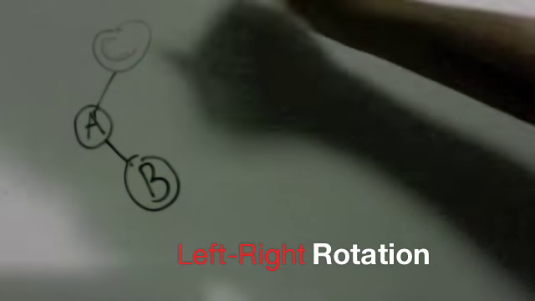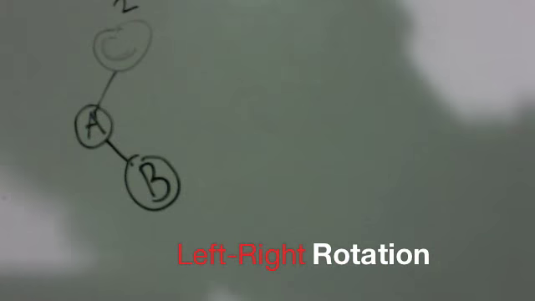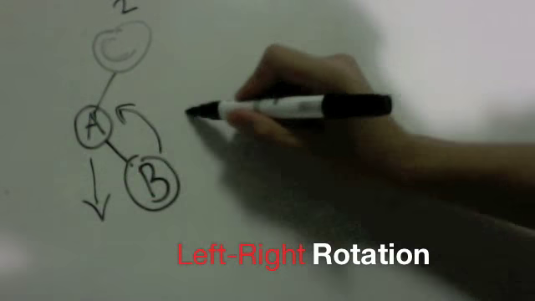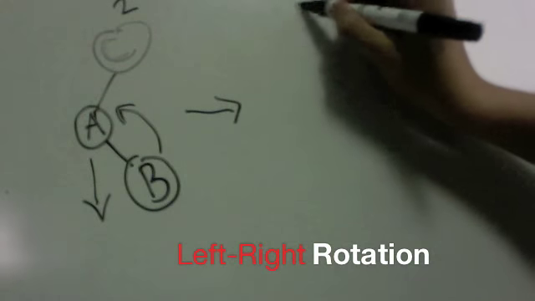The third type of rotation is called the left-right rotation. It is a combination of the left and right rotation. As you can notice, this binary tree has a balance factor of 2. We are going to perform the left-right rotation on it by first moving node A down and then moving node B up, so that we have a binary tree looking like this.